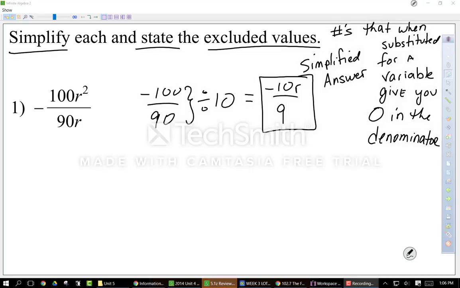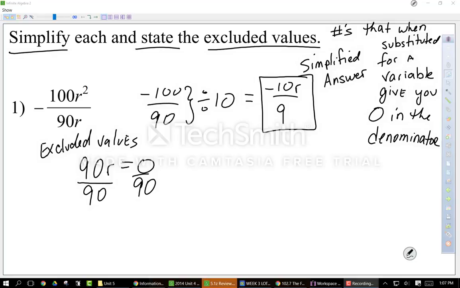What I'm going to do, this is only for excluded values. I take the denominator, 90r, and I make it equal 0. And I solve for the variable. How do I solve? I divide by 90, and I get r equals 0. What does that mean? That means that if I plugged r to be 0, and I multiplied by 90, I'd get 0. I can't get 0 in the denominator.